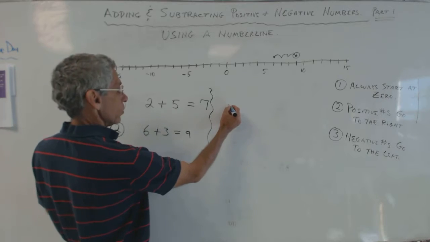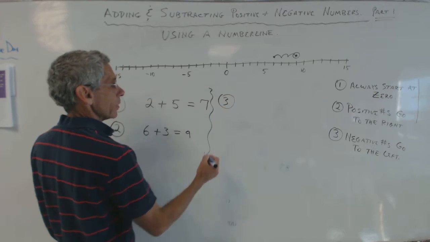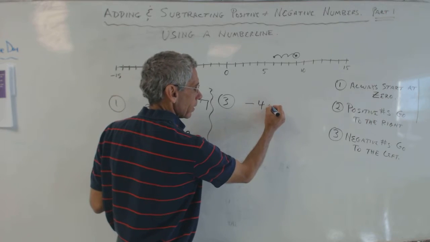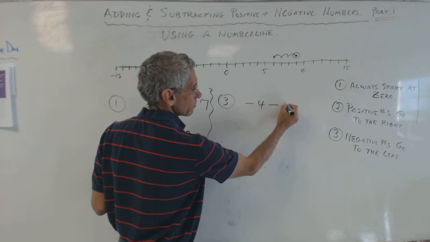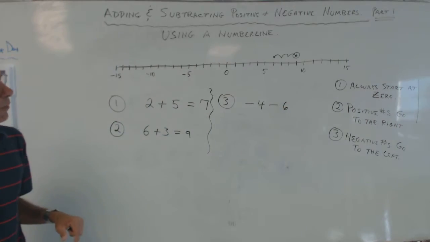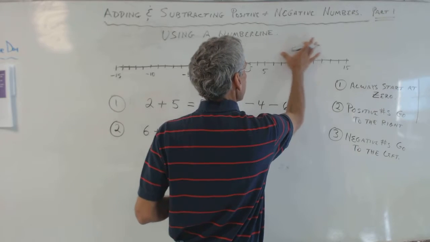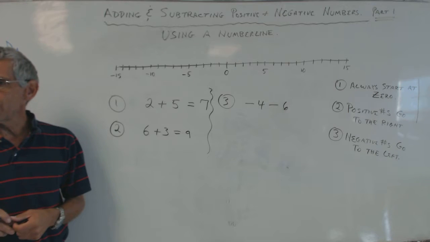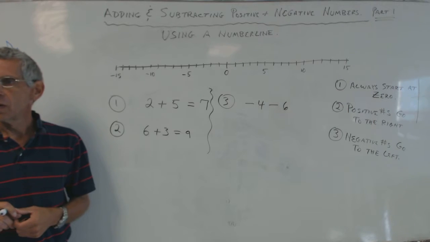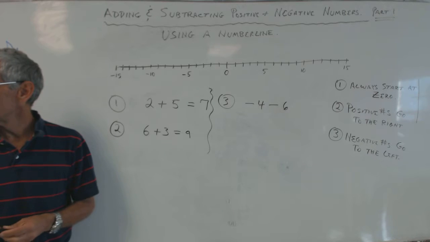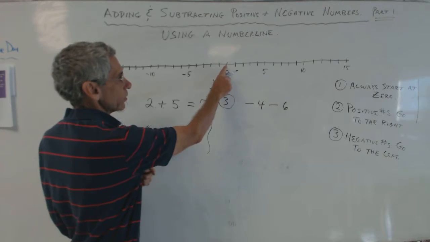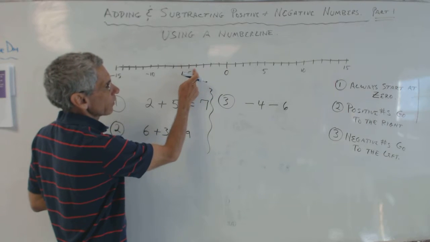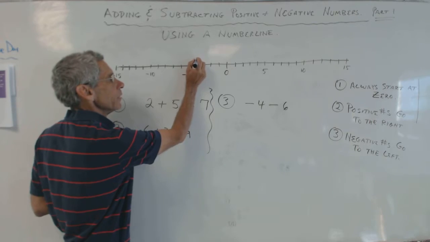Okay. So now I'm going to do this one, number 3. All right, what if I did negative 4 minus 6? Negative 4 minus 6. So suddenly, are there any positive numbers in there at all? No. So which way am I going to have to go with both of them? Left, right? So I'm going to start at 0, and it says the first thing is I have to go to negative 4. So I go 1, 2, 3, 4.